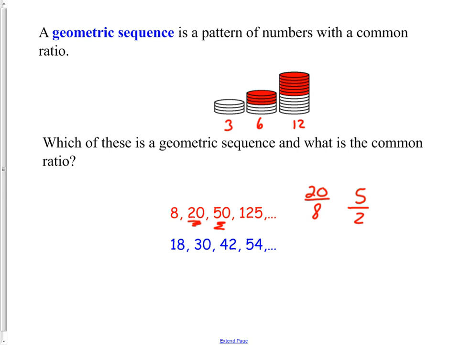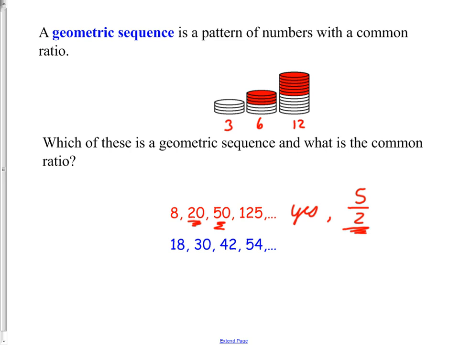Okay, so here, which one is a common geometric sequence? This is a common geometric sequence, and the ratio is 5 halves. That's what I'm multiplying by. Let's try the blue sequence.